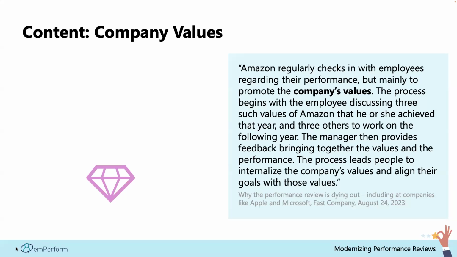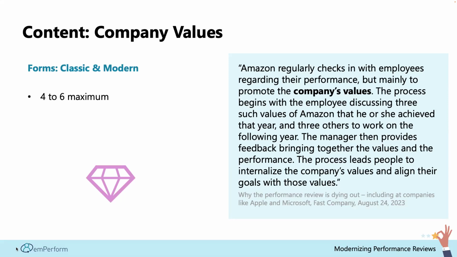We regularly have clients who have a company values section, and they award a significant percentage of the overall score to alignment with company values. For some of our clients, it's worth 25% of a rating, for instance. And you can see here with Amazon, right? The quote from Amazon: they regularly check in with employees regarding performance, but mainly to promote company values. It's really important in the Amazon performance review process that the feedback comes together with both values and performance, and that the process leads people to internalize the company's values and align their goals with those values. It fits the classic and modern model.